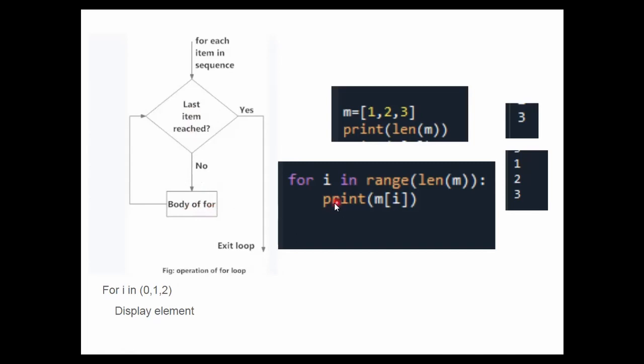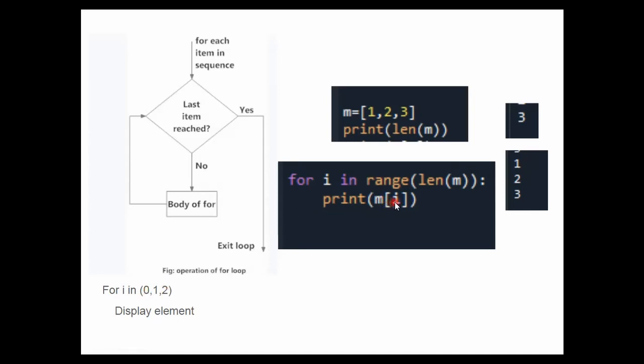So what is present in the body of the for loop? How do we determine the body of the for loop? Whatever is written after this indent will be treated as the body of the for loop. Here there is only one print statement, print m of i. What is the value of i here? The value of i is the first value of the range function, which is 0. That means I am printing m of 0.